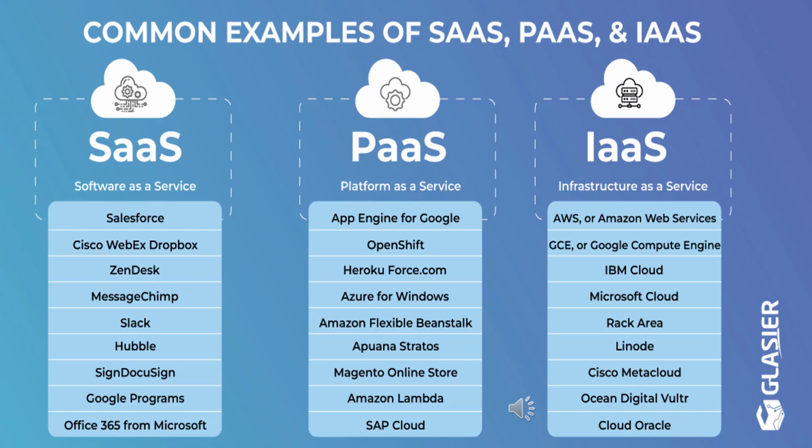It's about using the right service at the right time. So that's SaaS, PaaS, and IaaS explained in a very simple way with real examples. Now you can clearly understand when to use what.